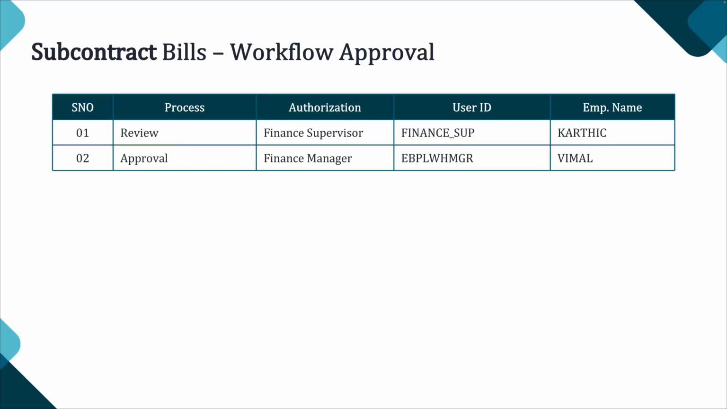This slide shows subcontract bills workflow approval process, which consists of two-level reviewing and approving. First and foremost, after entries given by the creator, the document will get forwarded to the supervisor in order to review the document. Once supervisor reviewed, the document will get forwarded to the manager, who has action to approve. So manager will review and approve the document. This is how the workflow would be.